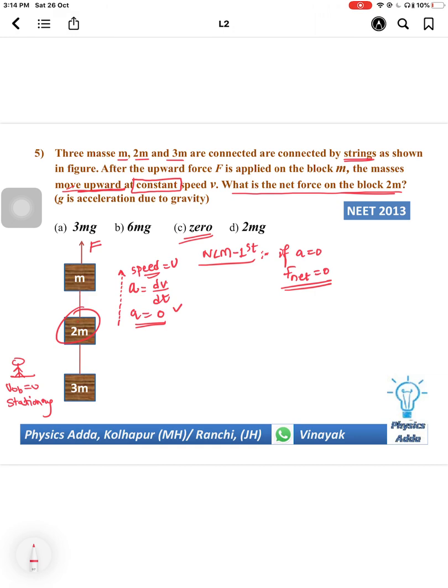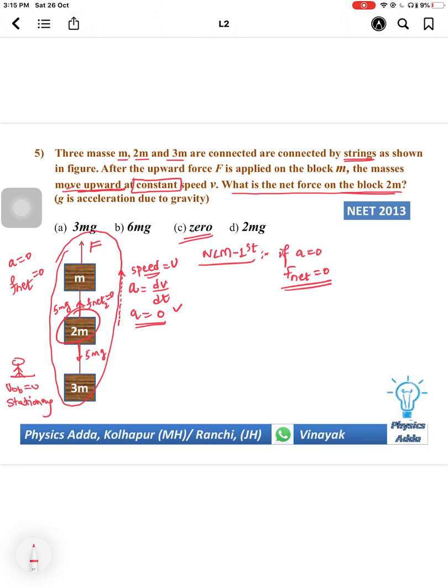How come? This is F net on the whole system, and this is 0 since a is 0. But I'm saying the net force on block 2m will also be 0. How come? Because this block will be pulled upward with force 5 mg, and it will be pulled downwards with force 5 mg. So the net force will be 0. I'll tell you how.